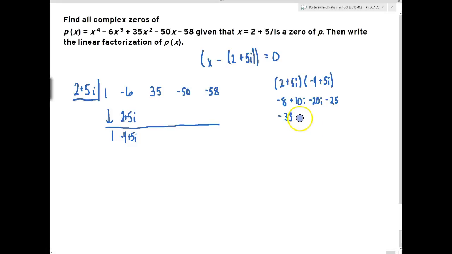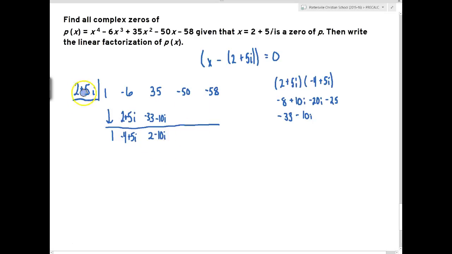10i and negative 20i give me minus 10i. So we've got now negative 33 minus 10i. 35 plus negative 33 is positive 2. So we've got 2 minus 10i.